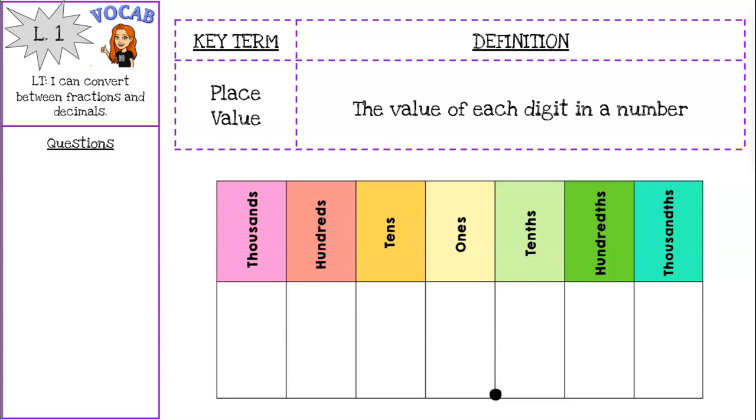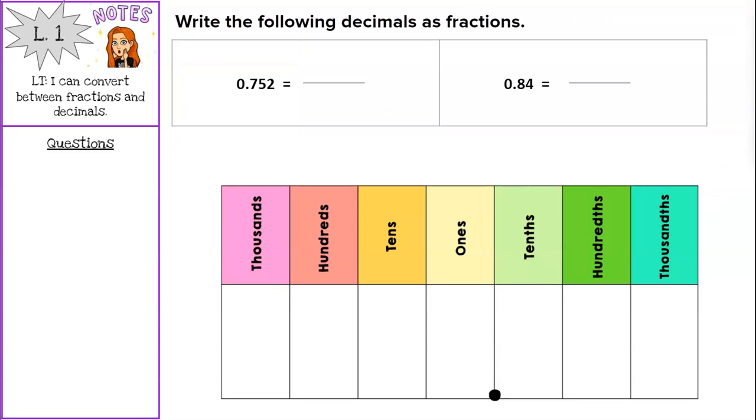So we are going to use the place value chart to help us write decimals as fractions. We want to write the following decimals as fractions. We're going to start with 0.752. We can see the decimal places right here. So we have the tenths place, the hundredths place, and the thousandths place.